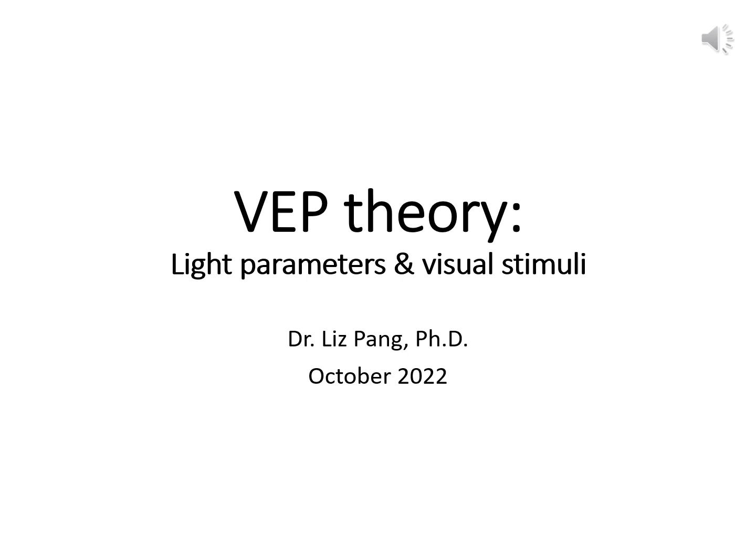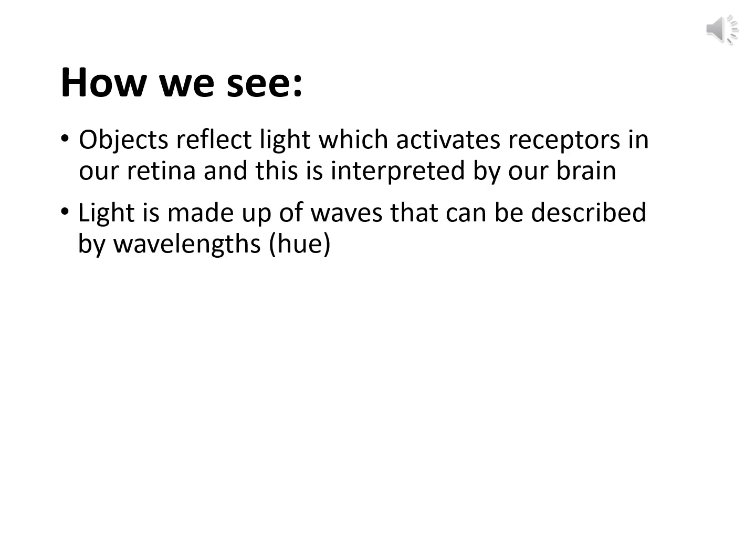In this module, we'll talk about light and the parameters for visual stimulation. We see an object when it reflects light, which travels through our eyeballs and activates receptors in our retina. The activation pattern of the retina sends signals to the brain, which is then interpreted as sight.